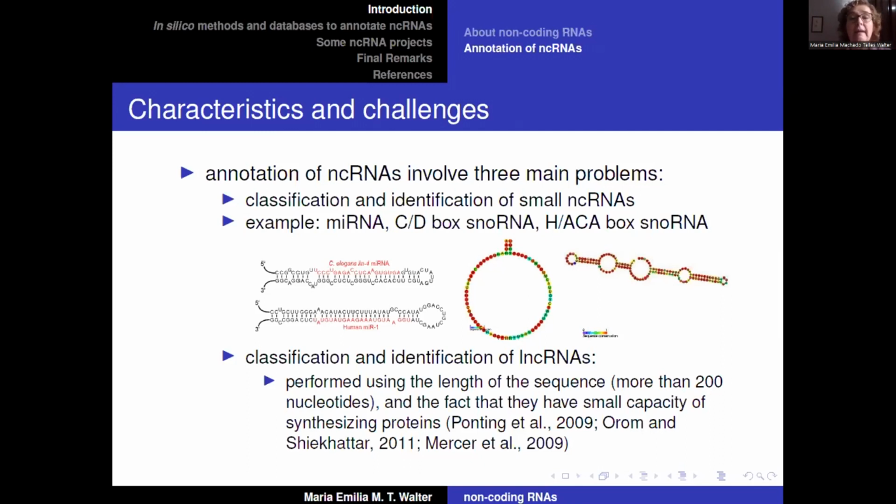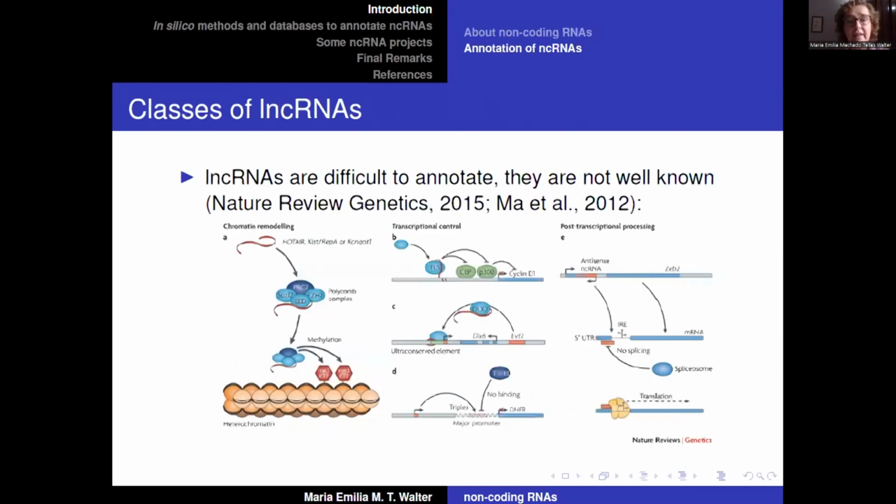on your right. To classify and identify long non-coding RNAs, we use very different methods. Usually we find them using the length of the sequence. Usually long non-coding RNAs have more than 200 nucleotides, and some are much longer than that, and they have a very poor capacity for synthesizing proteins. Next, please.